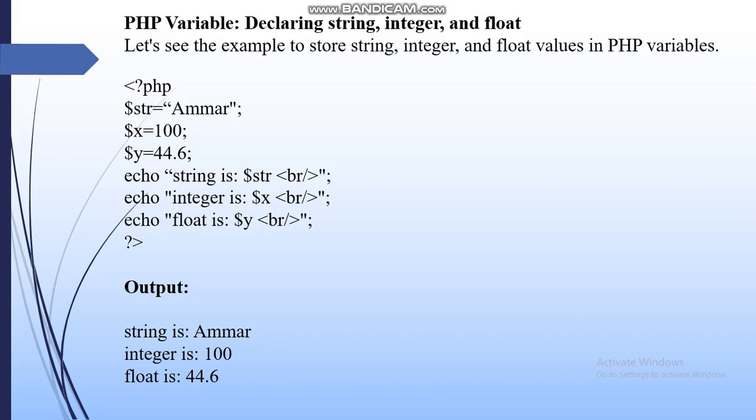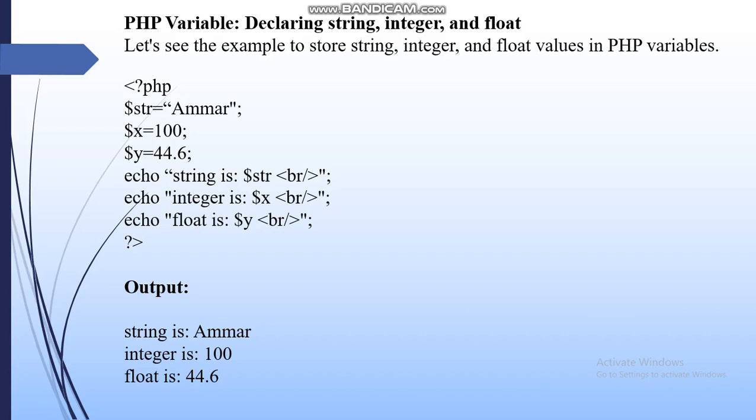We also discussed the echo function in the previous lecture. The echo function is used to display the message, to display the values which we have written. So we have written string is colon, $str, integer is $x and float is $y. See here, what is the output of that program? These are examples of variables with different data types: string, integer and float. Getting it everyone, have you got it?